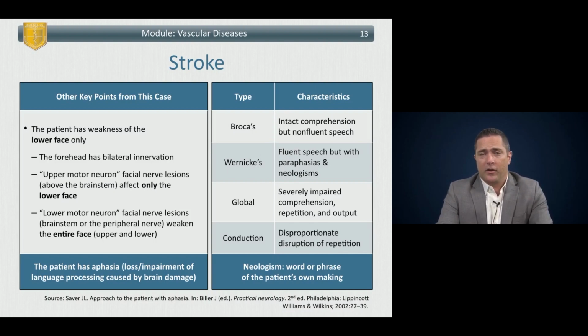There are a few versions of aphasia, including a Broca's aphasia, in which a patient has intact comprehension but non-fluent speech. They understand what you're saying, but they simply can't produce language back to you. Patients with Wernicke's aphasia typically have fluent speech, but it's not making any sense. They will speak fluently, but it's a word salad where there's no intelligent language produced. Patients with a global aphasia will have severely impaired comprehension, repetition, and output. They are completely aphasic. Or patients with a conduction aphasia, where there's disproportionate disruption of repetition.